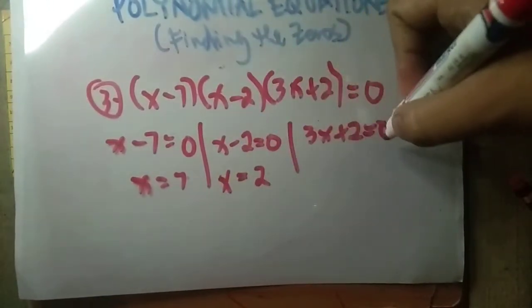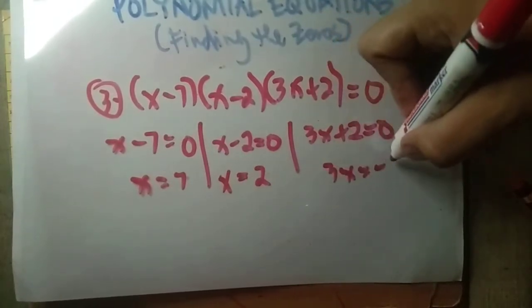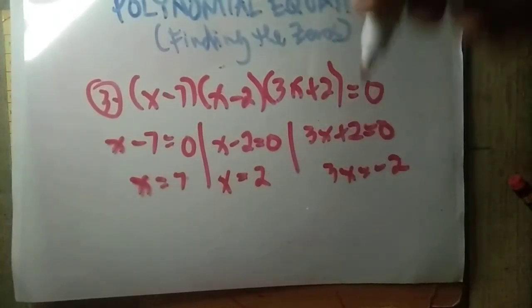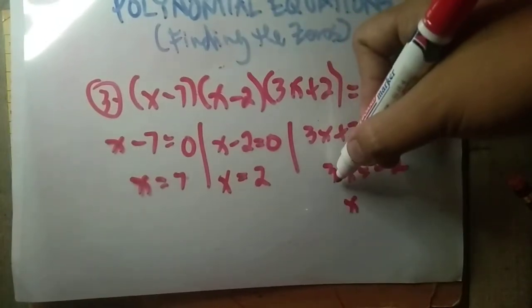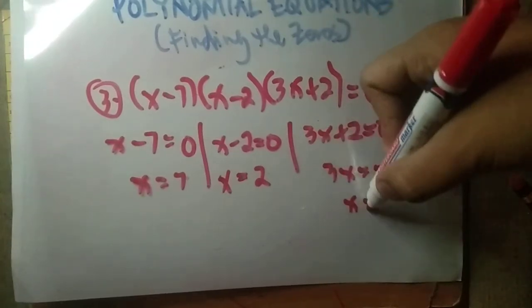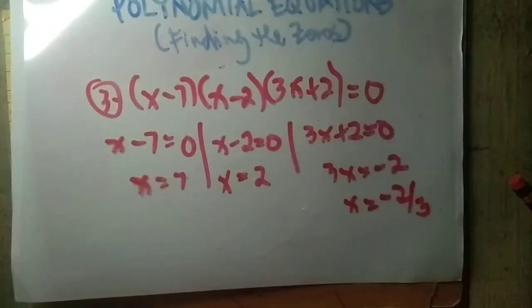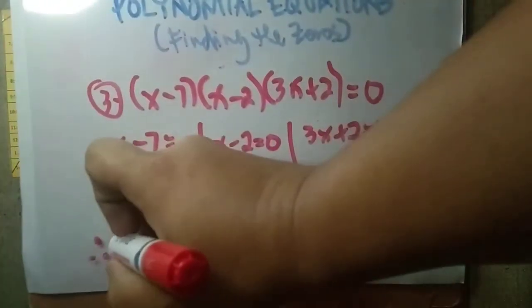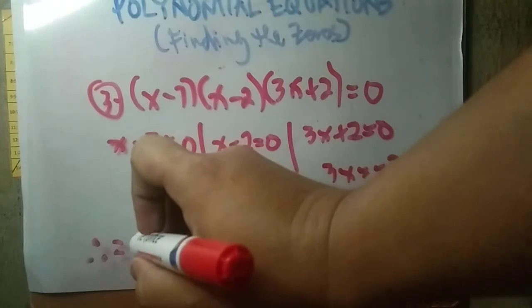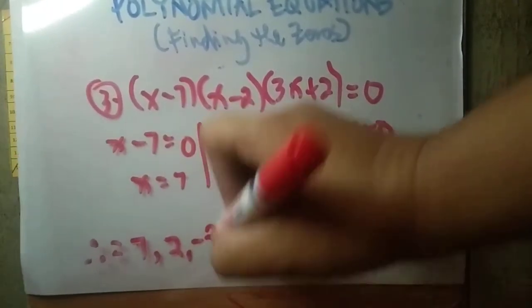And lastly, okay, ito medyo lang to. Kasi nga, it becomes 3x is equal to -2. Transposing 2 to the other side, it becomes negative. And then lastly, dividing both sides by 3, since we do not need the factor 3 here, so we need to cancel this out. So x is equal to -2/3. Yeah, dividing both sides by 3. Therefore, the zeros for this particular polynomial equation are 7, 2, and negative 2 thirds.